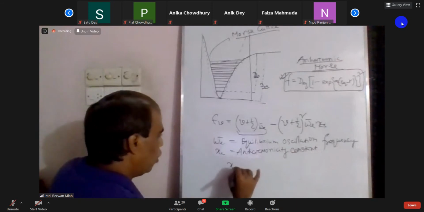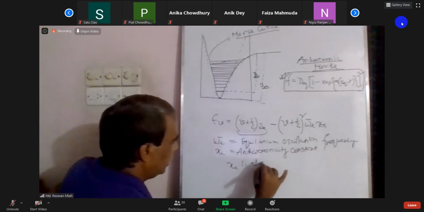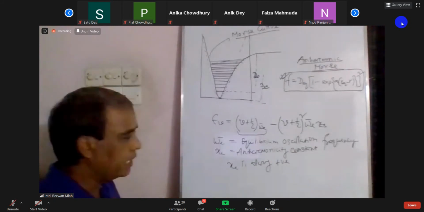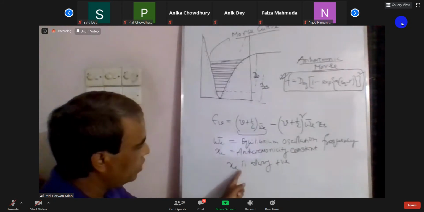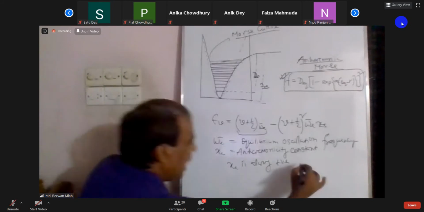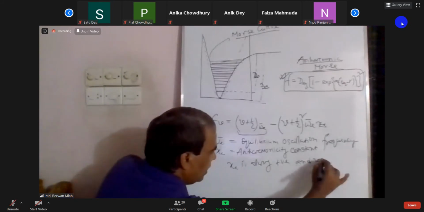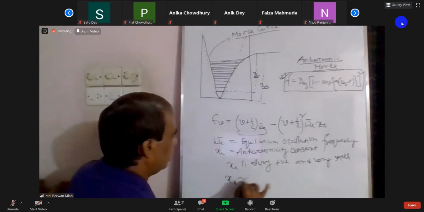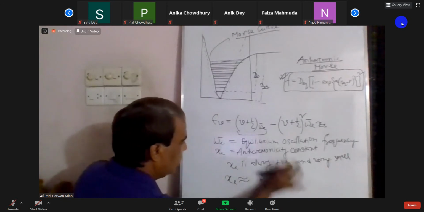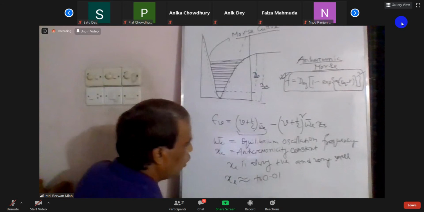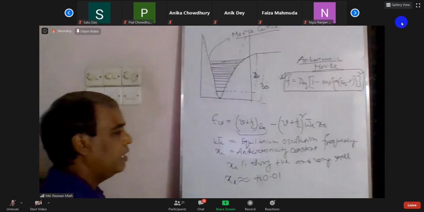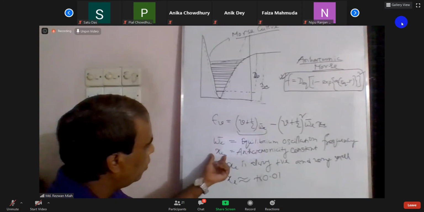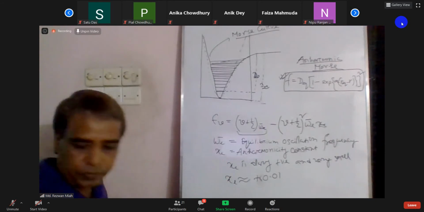So X is always positive. Its value is always positive. It cannot have value 0 or negative. The anharmonicity constant is always positive and very small, in fact, very small. Very small means more or less around 0.01. So a very small positive value is the anharmonicity constant.